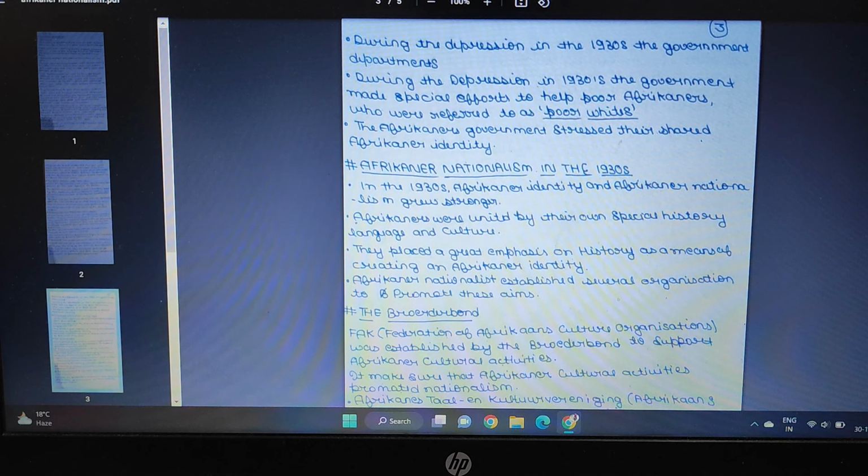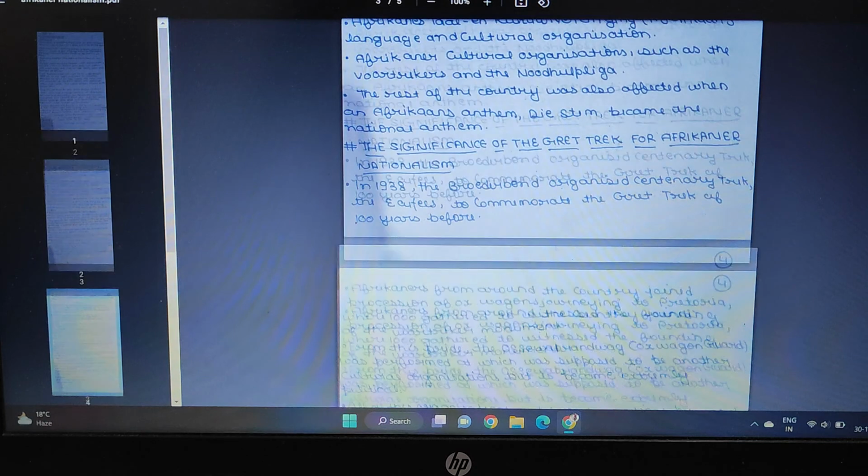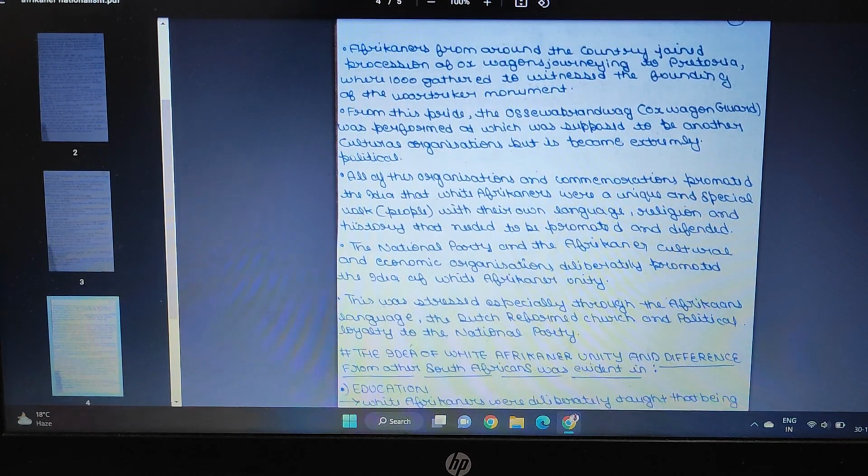Now, when we talk about the significance of the Great Trek for Afrikaner nationalism, what was the main role of the Great Trek in Afrikaner nationalism? In 1938, the Boer Bond organized the Symbolic Trek to commemorate the Great Trek of 100 years before. Afrikaners from the different countries joined a procession of wagons journeying to Pretoria, where thousands gathered to witness the founding of the Voortrekker Monument.